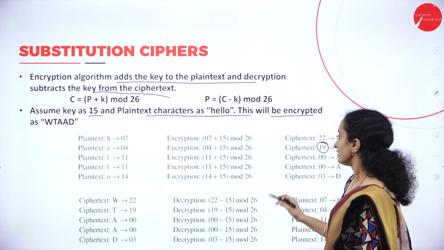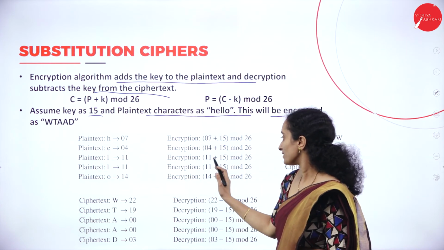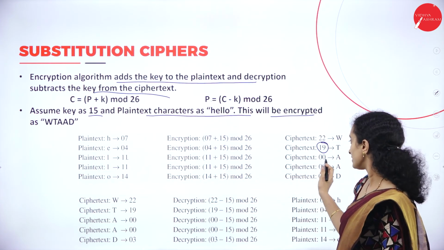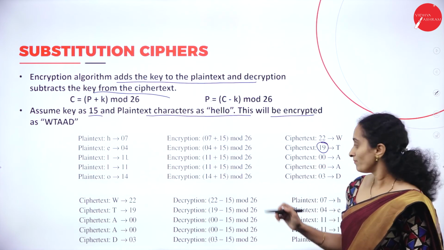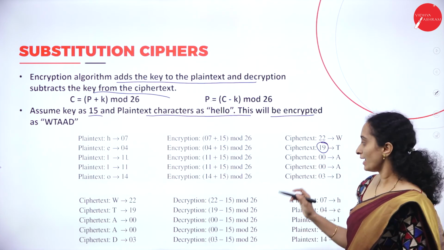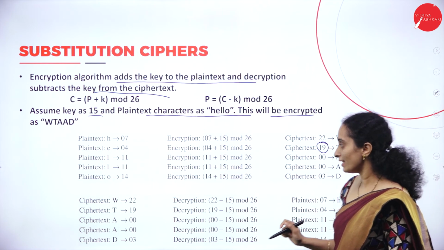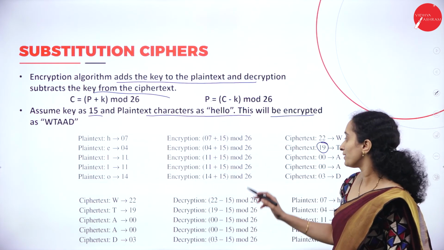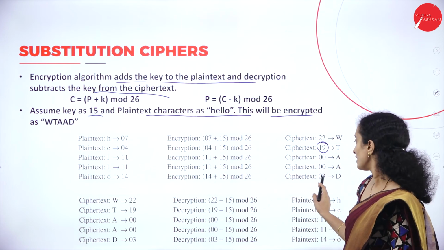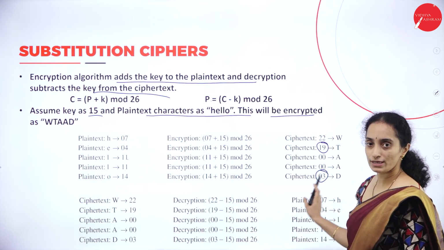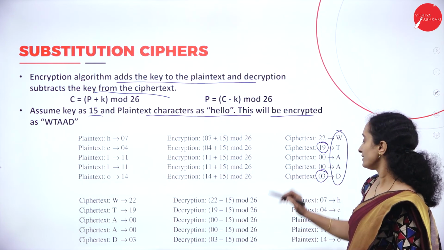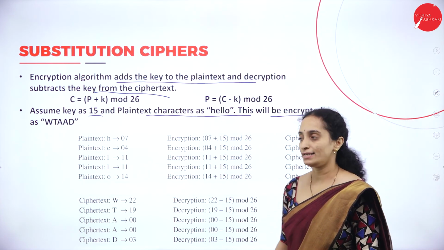Like this, 11 plus 15 gives you 26, mod 26 will be 0, which gives the alphabet A, repeated for the other L. Now, 14 plus 15 is 29, mod 26 gives you the value 3, which is D. So it will be encrypted as WTAAD.